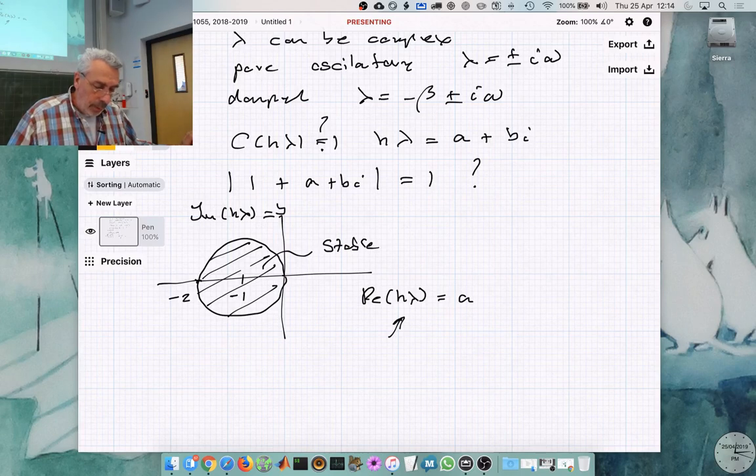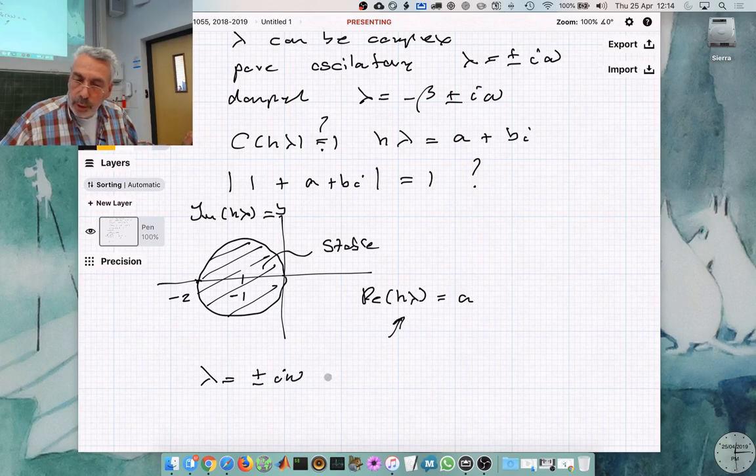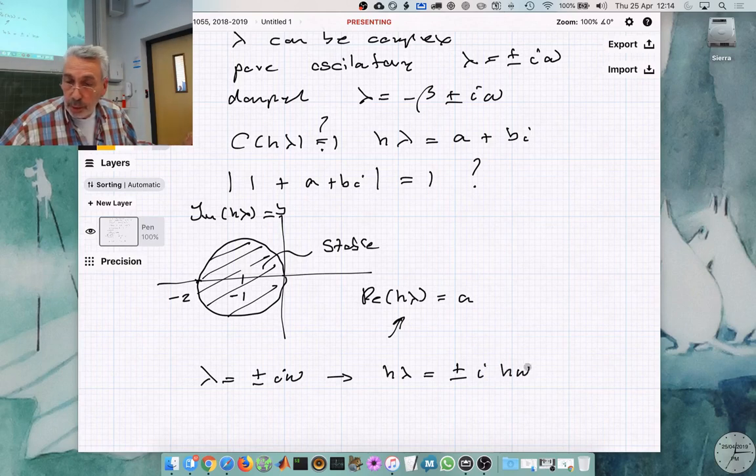So, now if we look again close to this, then pure oscillatory solutions, lambda is plus or minus I omega, means that h lambda is then plus or minus still I h omega, right? Meaning that everything is on this axis. Now, which value from this axis is within this region?